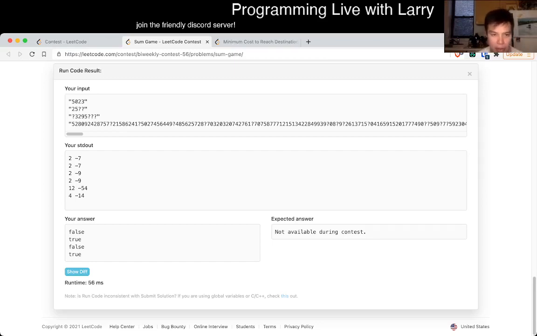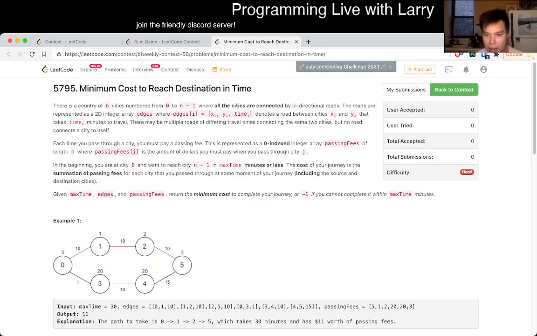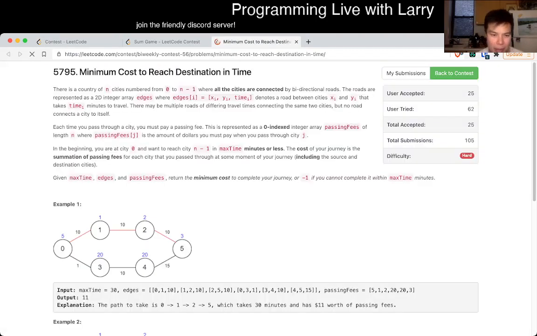Okay, let's skip ahead real quick. A lot of people seem to have gotten this one, so I should be able to get this one quickly, hopefully, ideally. 25 people, so maybe not that many people.